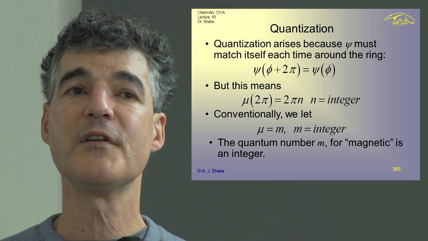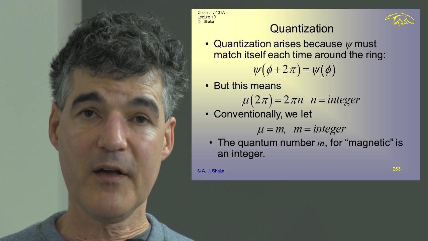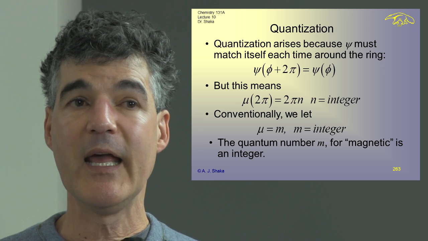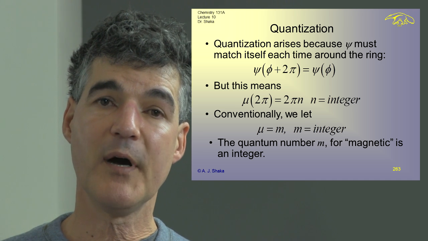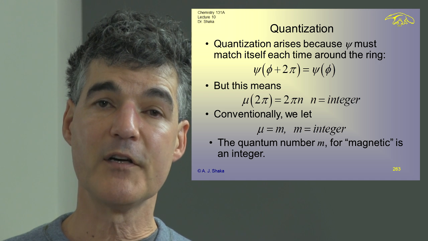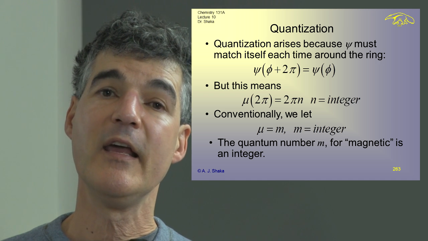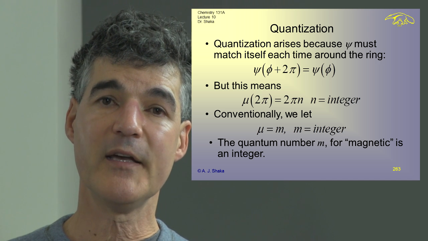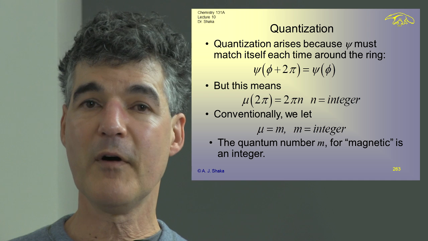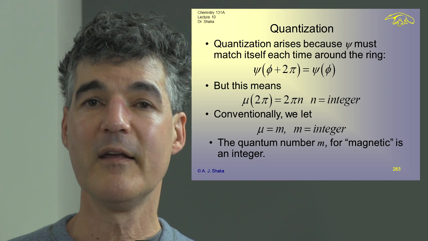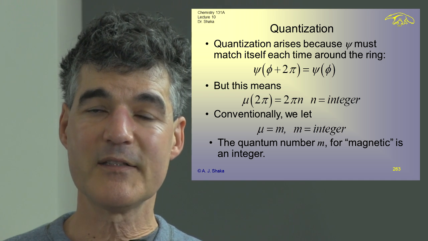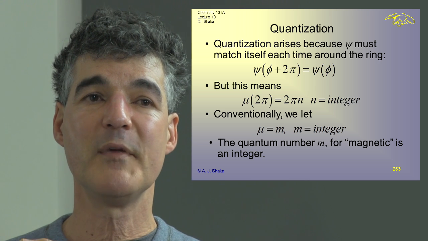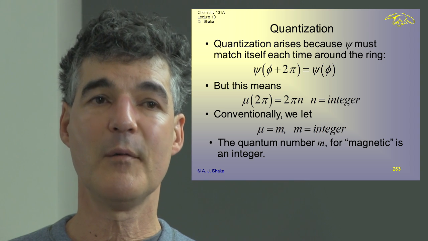The quantization arises because the wave function has to meet itself on the way around, and that means that if we add 2 pi to the wave function, it has to be the same thing. If that weren't true, the wave function wouldn't be single valued in space. Depending what variable we pick to call it, it would have a different value. But it's the same point on the ring, so it has to have the same value. So that means it has to exactly come around.